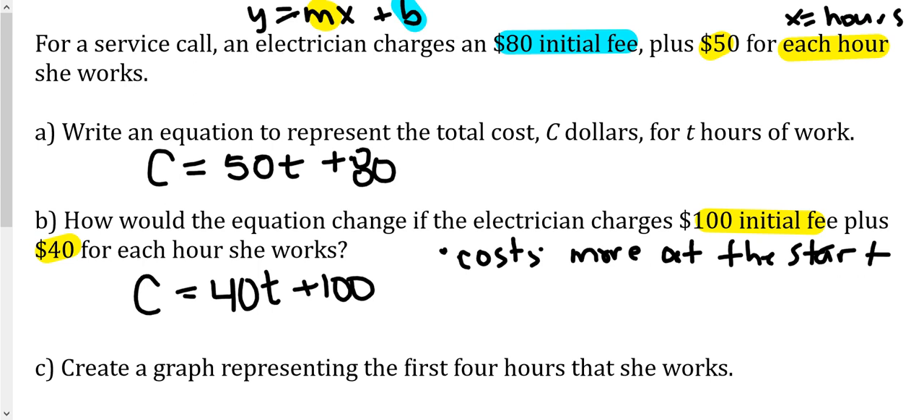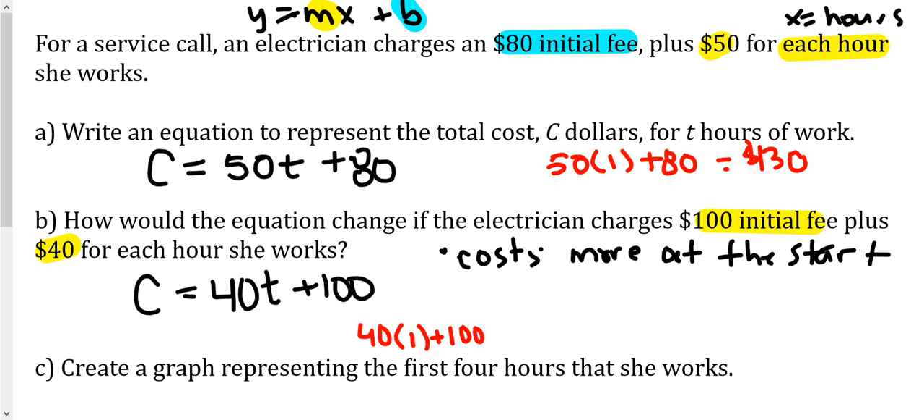If you get 1 hour of work from this first electrician, you spend $50 for that hour of work, plus $80 for the initial cost, so you're paying $130. If, for the second electrician, you get 1 hour of work, you're doing 40 plus 100, you're paying $140. So it seems like this electrician costs more.